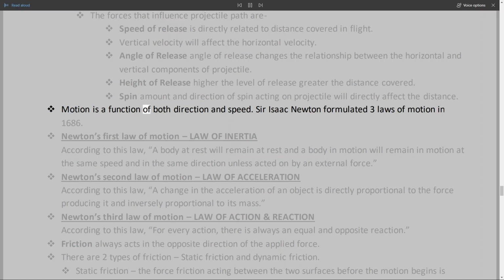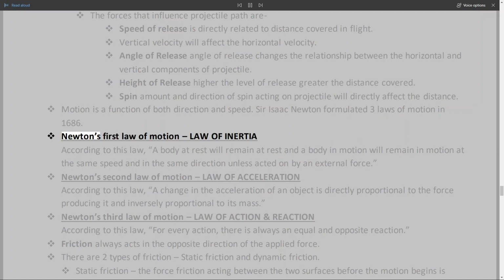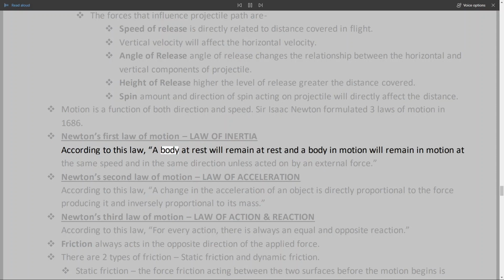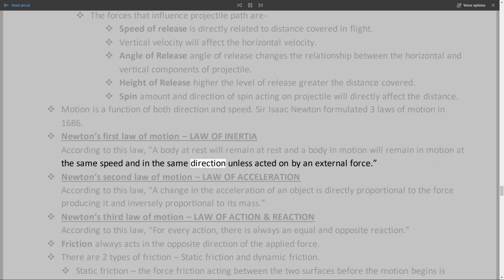Motion is a function of both direction and speed. Sir Isaac Newton formulated 3 laws of motion in 1686. Newton's first law of motion, law of inertia: according to this law, a body at rest will remain at rest and a body in motion will remain in motion at the same speed and in the same direction unless acted on by an external force.